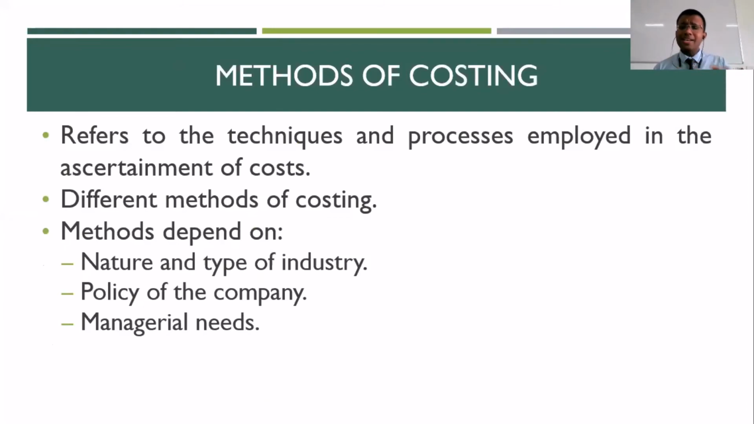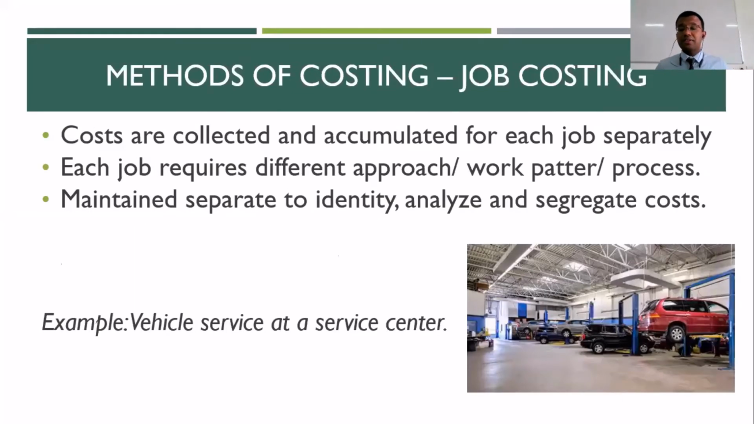Now, depending on the kind of product that you're dealing with, depending on the nature of the industry, it could so happen that you may have to follow a different method of costing. The first method of costing is called job costing. Here, every activity, every process is different from each other, as a result of which you would accumulate the total cost associated with a specific activity, add it up together, and then determine the total cost. Best example is vehicle service at a service center.